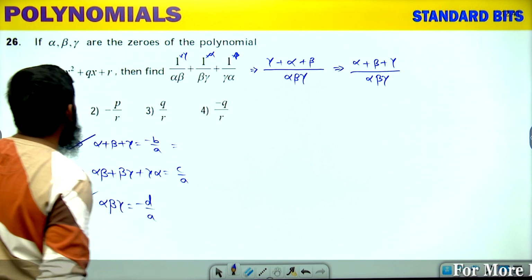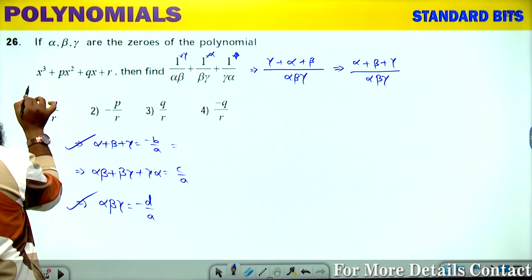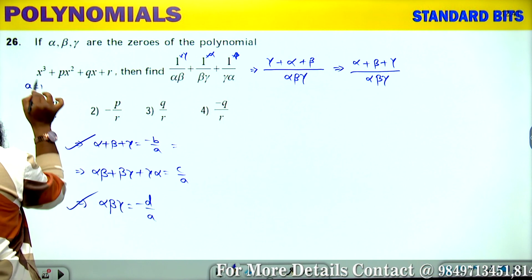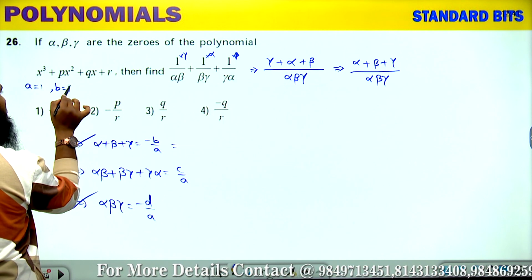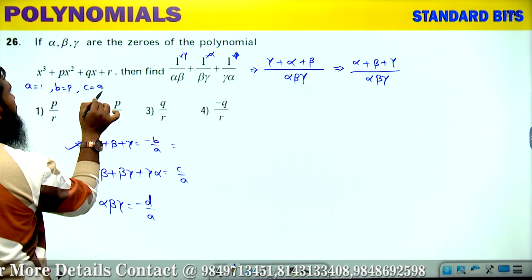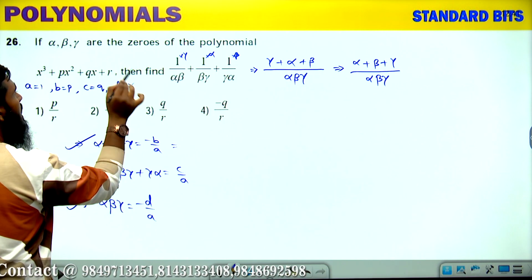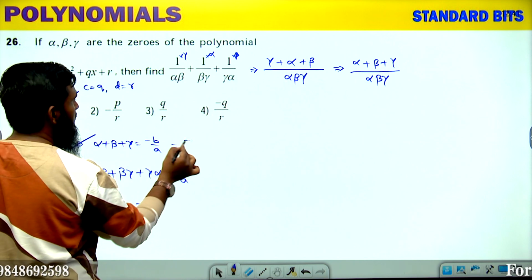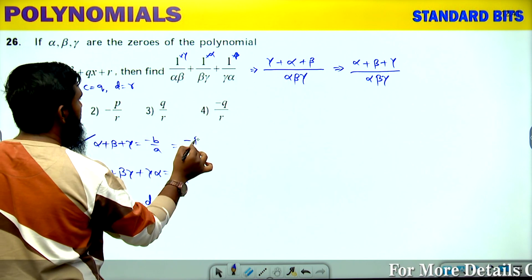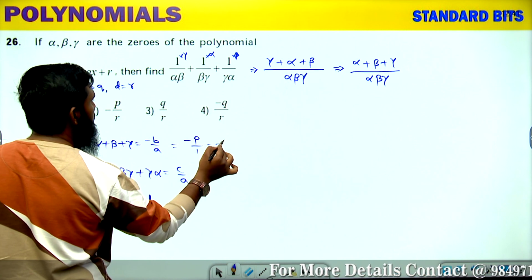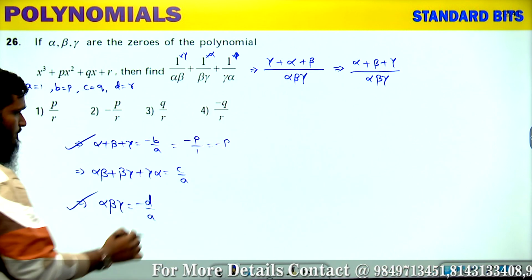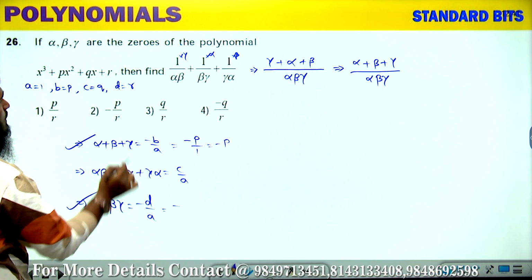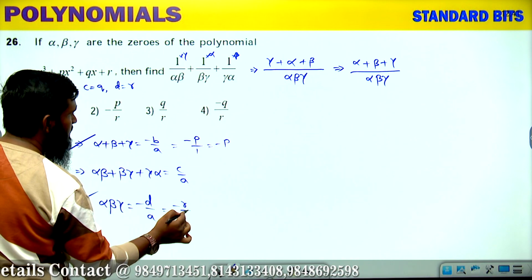Now let us see this part. What is the a value? a is equal to 1. What is the b value? p. What is the c value? q. What is the d value? r. Like this we have taken. Now let us substitute. Minus we have taken over here. What is the b value? We have p divided by 1, which is equal to minus p. Now next, it is equal to minus, we have written. What is the d value? We have r divided by 1.